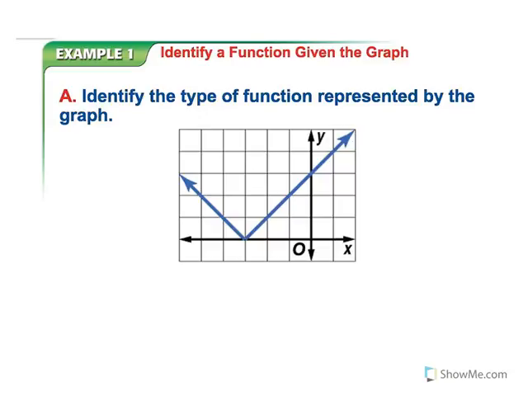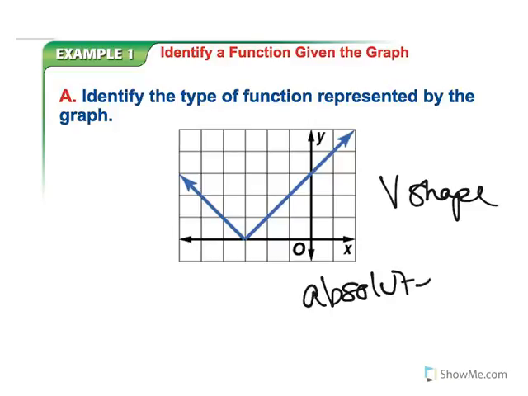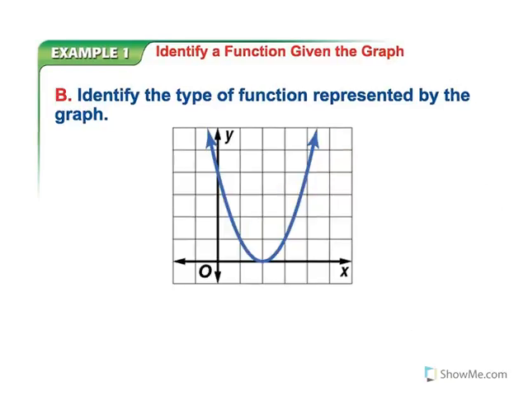Example 1, identify the function represented by the graph. Alright, so in this case you need to think, okay, what shape is this? Well, it's a V shape, and any V shape is going to be an absolute value function graph. And that's your answer. Let's try one more. Identify the type of function represented by the graph. Well, in this case, we see that it's a U-shape, and we know that U-shapes are quadratics. So this belongs to the quadratic family.